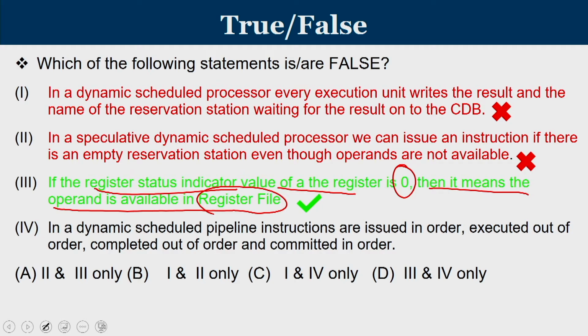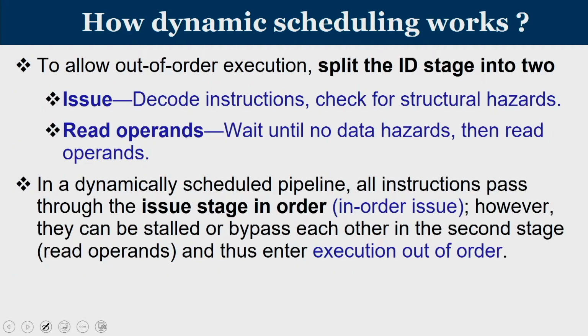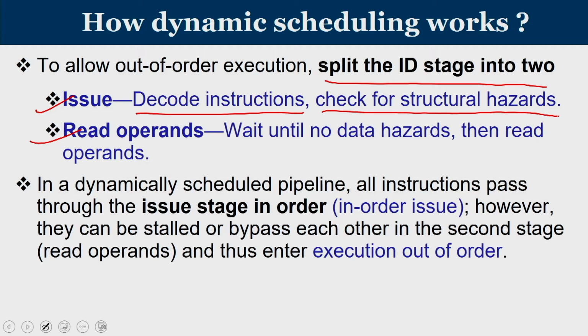Moving on to statement number 4, in a dynamic scheduled pipeline, instructions are issued in order, executed out of order, completed out of order and committed in order. Let us try to see what we mean by dynamic scheduling. In dynamic scheduling, we are splitting the ID stage into two, issue and read operands. In the issue stage, we decode the instruction and check for structural hazards. In the read operand stage, you wait until there is no data hazard and then you read the operands.